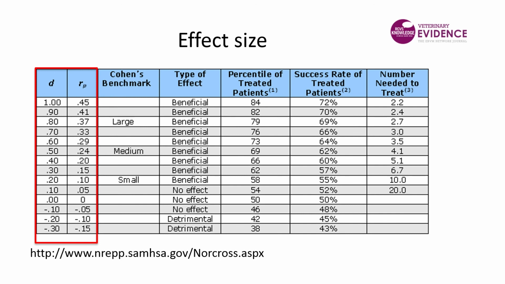They can be converted. These online calculators will convert these for you, but you can convert them to numbers needed to treat, which is the number of subjects you have to give the intervention to before you get one beneficial effect.